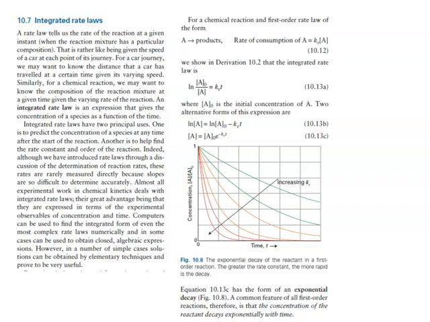Almost all experimental work in chemical kinetics deals with integrated rate laws, their great advantage being that they're expressed in terms of the experimental observables of concentration and time. Computers can be used to find the integrated form of even the most complex rate laws numerically, and in some cases can be used to obtain closed algebraic expressions. However, a number of simple case solutions can be obtained by elementary techniques and prove to be very useful.